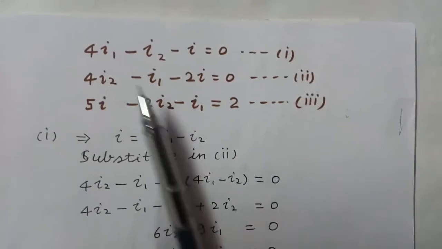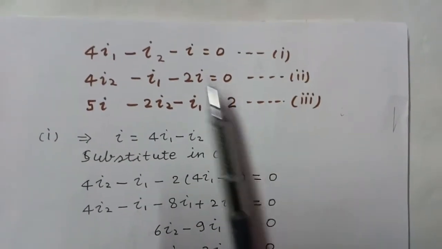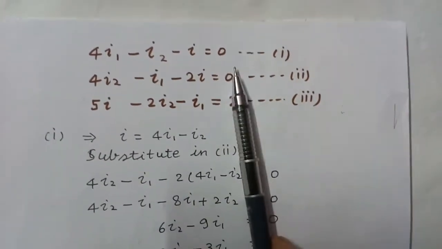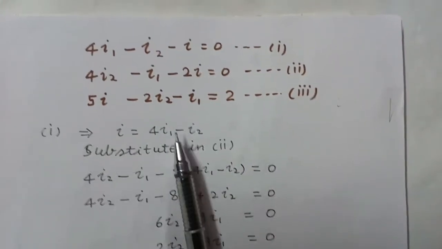So in this way we have three equations. Now in equation 1 we can write I is equal to 4 I1 minus I2.